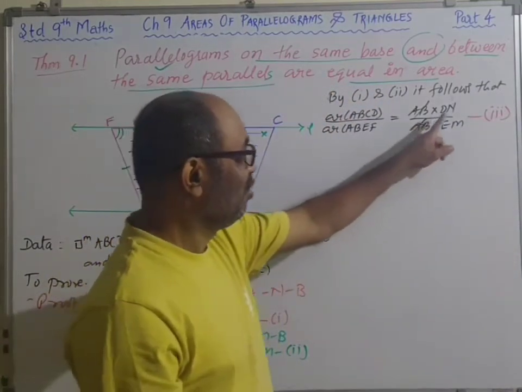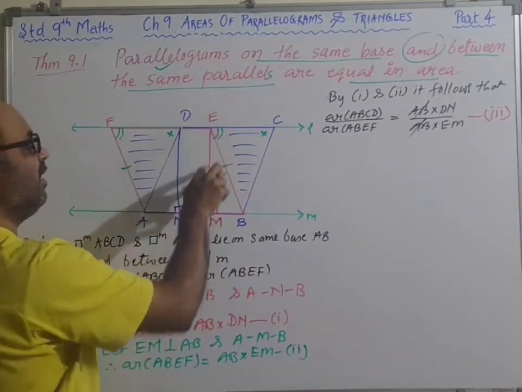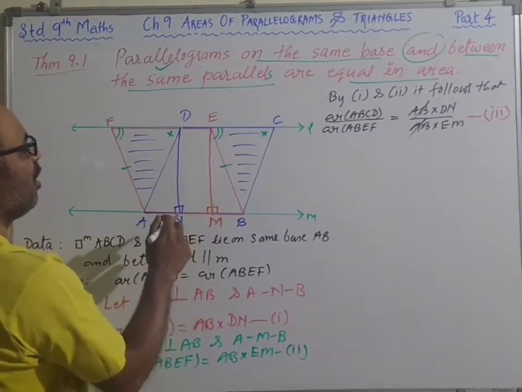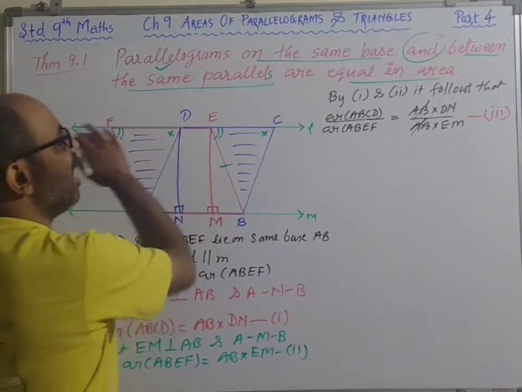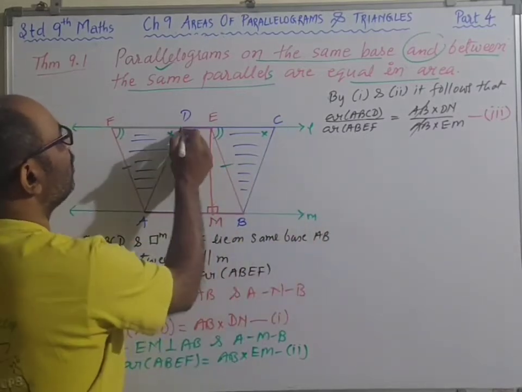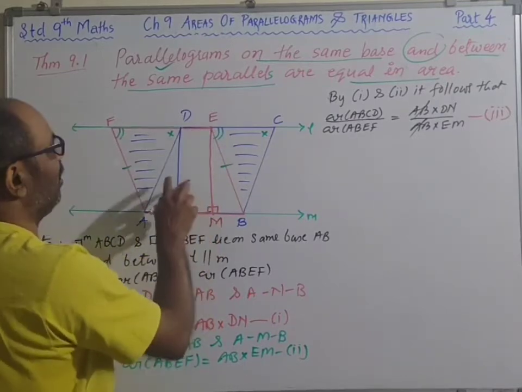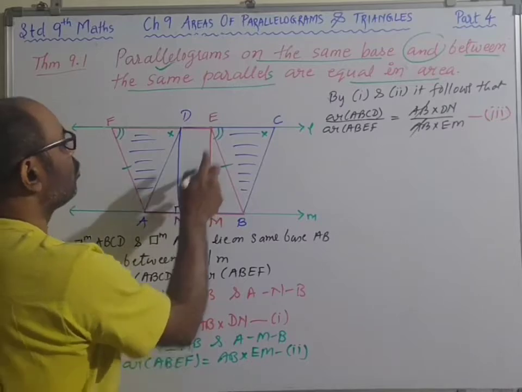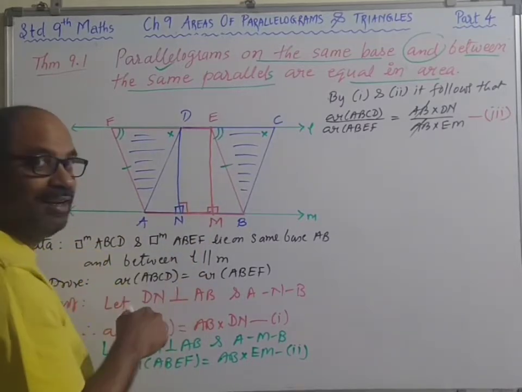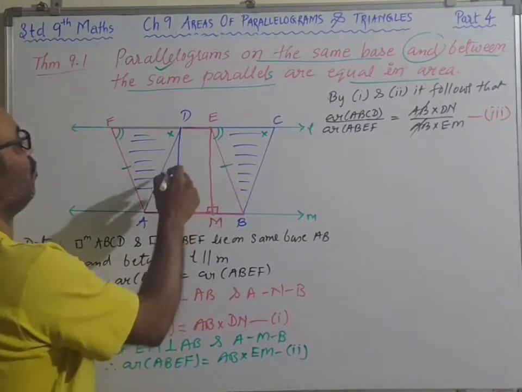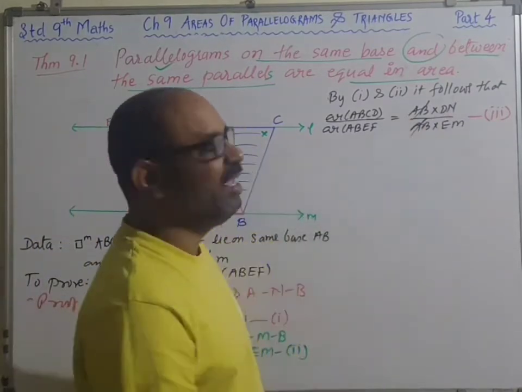Correct, children? So now look at DN and EM. DN is the blue segment, EM is the red segment. Oh children, they are perpendicular to the same line, so they are parallel. And L is parallel to M, so DE is parallel to MN. Now this pair of opposite sides is parallel, and this pair of opposite sides is parallel. So it is a parallelogram, and in it one angle is a right angle. So it's a rectangle. So you will have DN equal to EM.